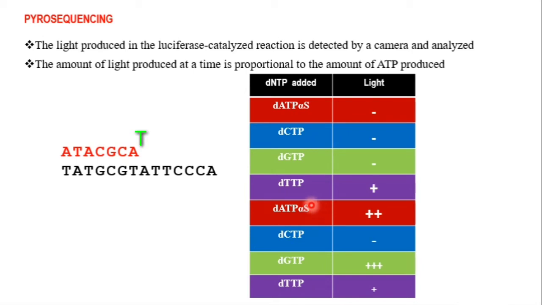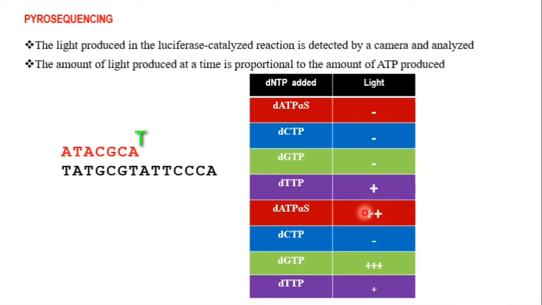Okay, dATP alpha is added here. At that time you see here T is there, so here A also will be there. One signal will be here, and at the same time dATP will be present there, so we'll get two signals, because here 2A will be added in the same addition of this dATP. So we'll get two signals here.